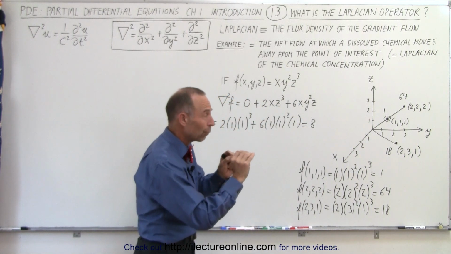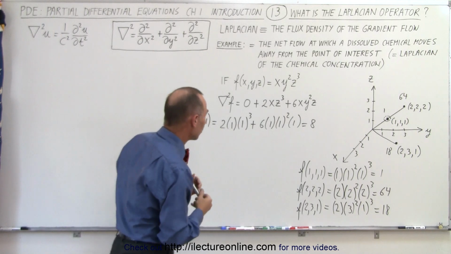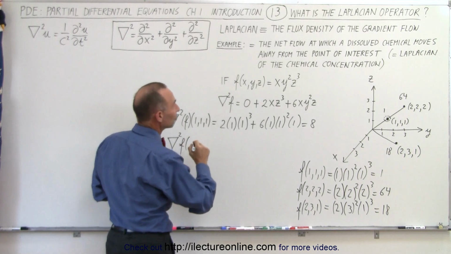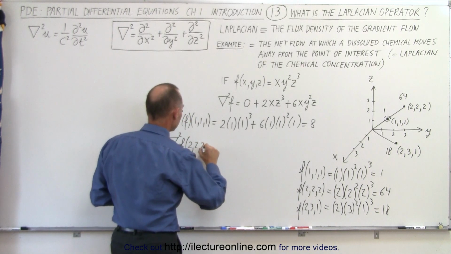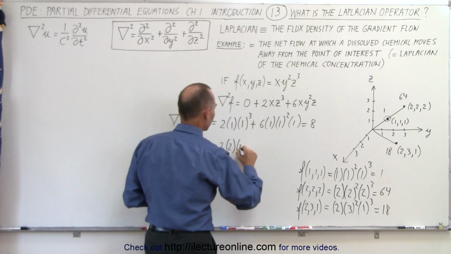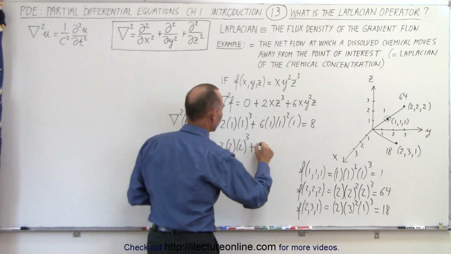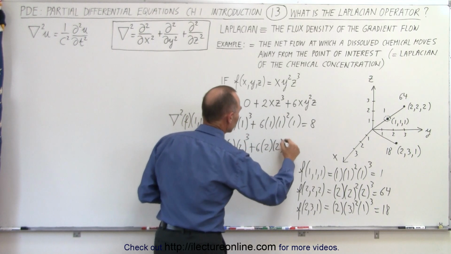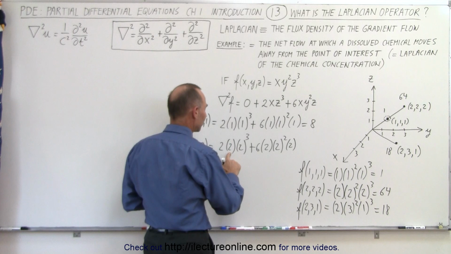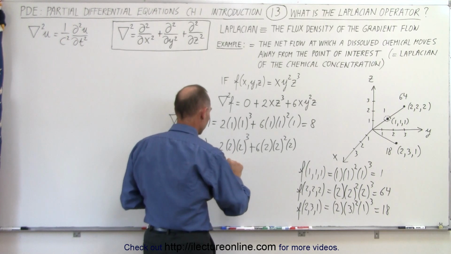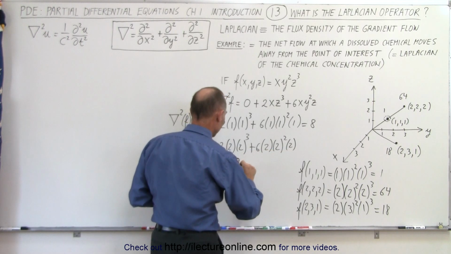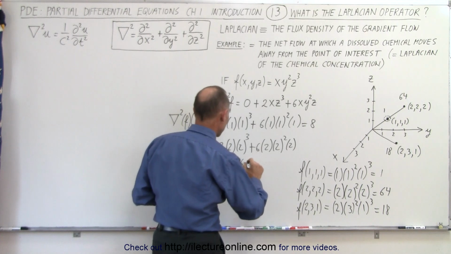Again, in the next video, we'll hopefully give you some more inclination of what that really is. So now we're going to take the Laplacian of the function when the function has values of 2, 2, 2. So that would be equal to 0 plus 2 times 2 times 2 to the third power plus 6 times 2 times 2 squared times 2. Notice that this is 8 times 2 is 16 times 2 is 32, plus that would be 4, 8, 16 times 6, which is 96, and that would be 128.